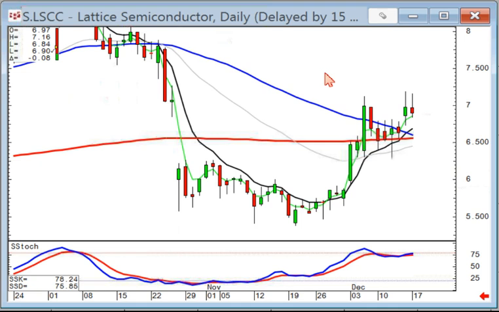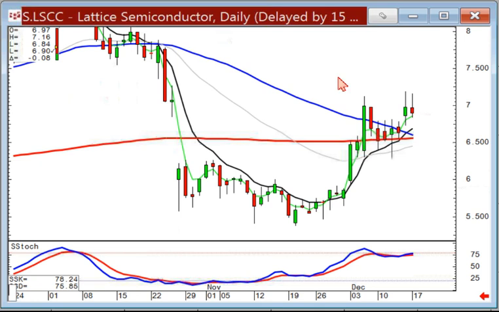Yep, so now you know what your next criteria is. It better open positive and trade positive. If it opens lower, what's it tell us about our breakout? It's not there. Move on to something else or wait for something else.